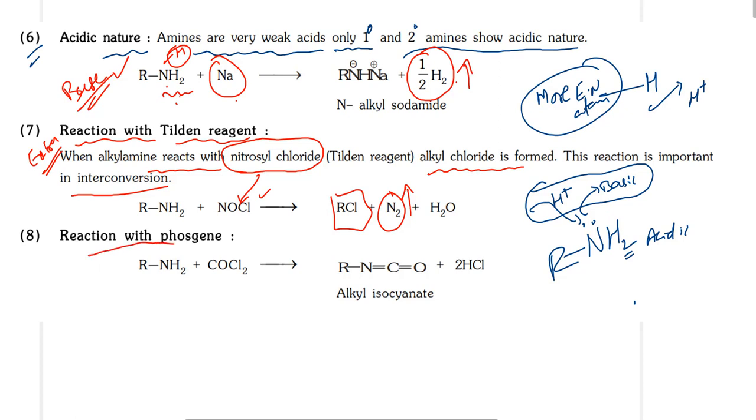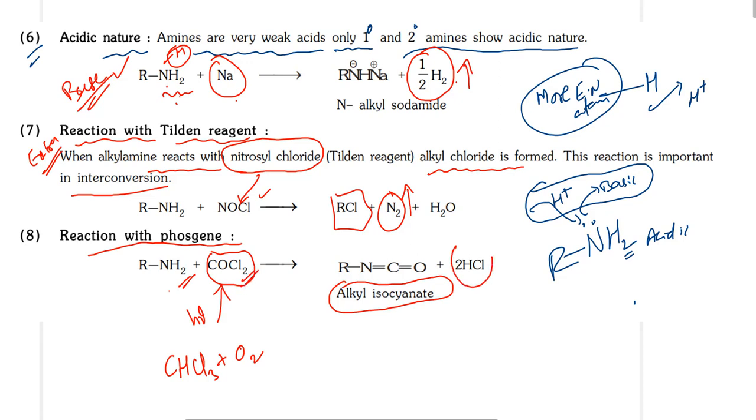Then reaction with phosgene. How it is forming phosgene, you have to know, we learned in the haloalkane chapter. Chloroform, CHCl3, reacts with oxygen in the open air in the presence of light, giving phosgene, a more poisonous compound. This amine reacts with phosgene, giving alkyl isocyanate. Here two hydrogens are removed with two chlorines as HCl.